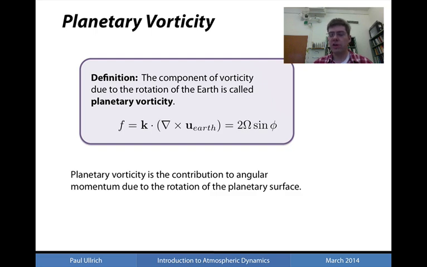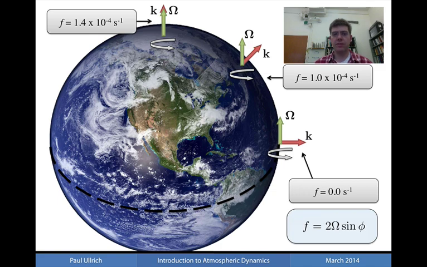The definition of planetary vorticity that then arises from this observation is that the component of the vorticity due to rotation of the Earth is going to be called planetary vorticity, and it is denoted by subscript f, which you'll notice is the exact same as the Coriolis parameter that we introduced early in these lectures, and that's equal to k dot the cross product of the velocity field associated with rotation of the Earth, or exactly 2 times omega times sine of latitude. Planetary vorticity then is the contribution of angular momentum due to the rotation of the planetary surface.